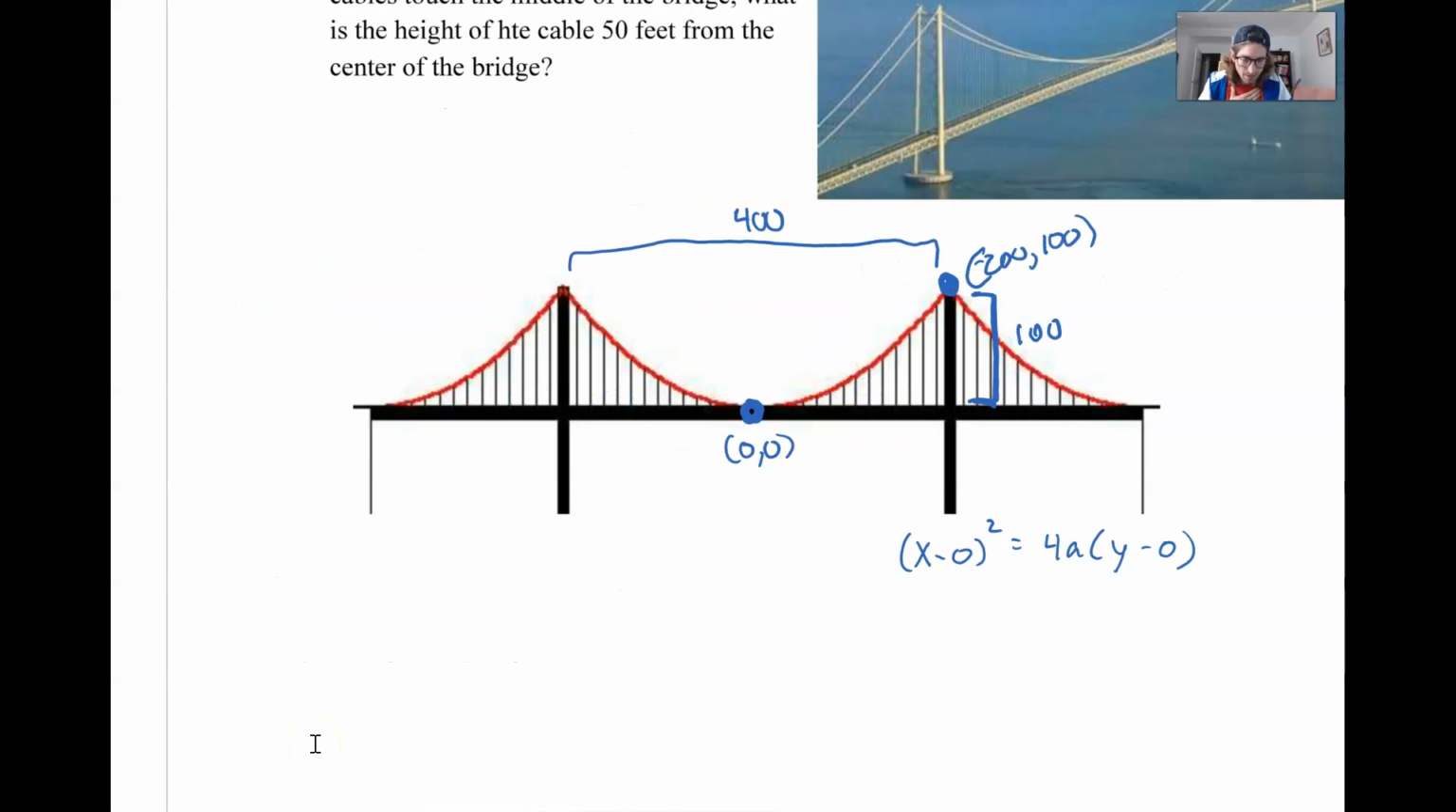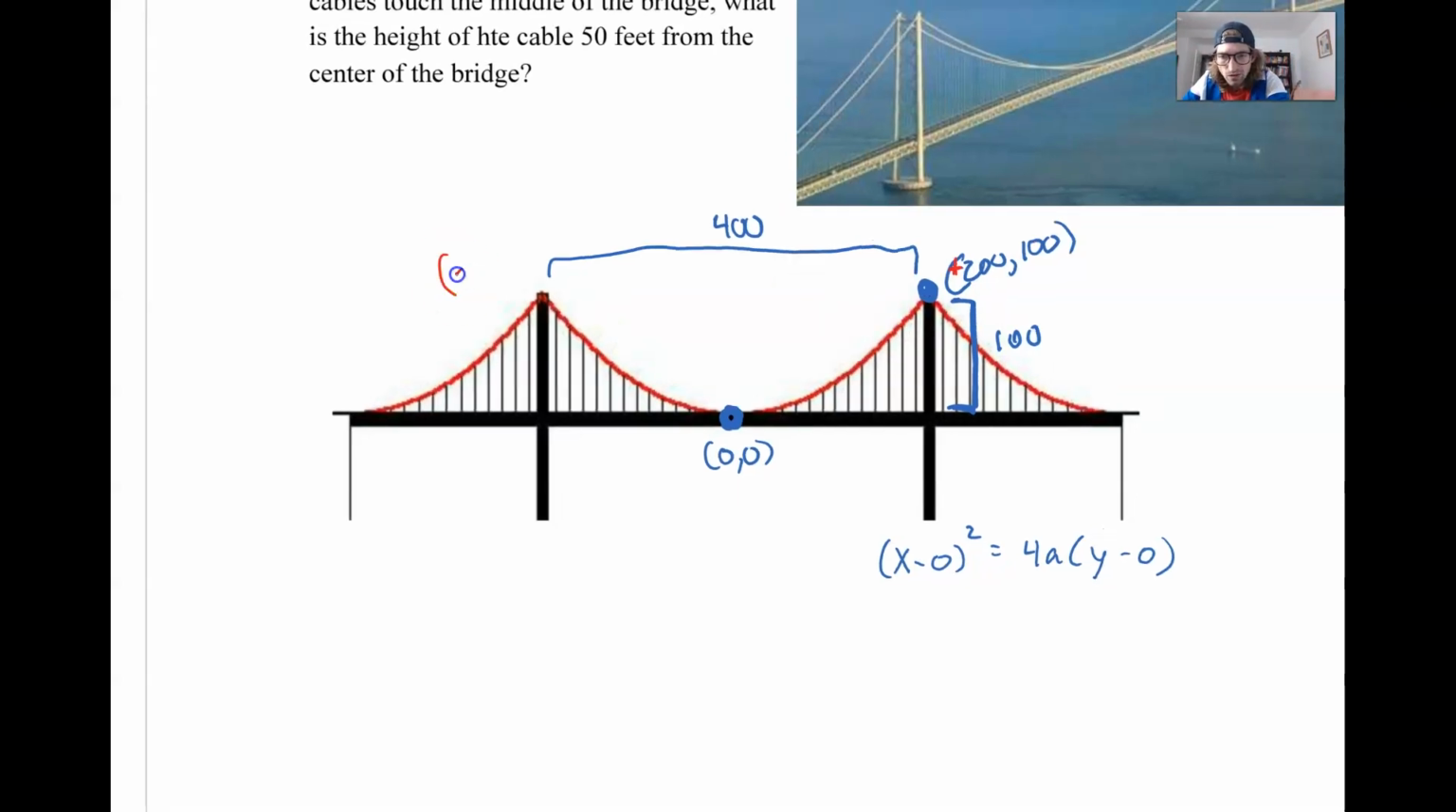All right, so I started the problem here. I'm hoping you did too. That is a positive. Okay, so the bridge from tower to tower is 400 feet apart. The height of those towers is 100. So if we made kind of the vertex of that parabola we see in the middle at 0, 0 again, the height of those towers, one side would be 200, 100. The other would be negative 200, 100.